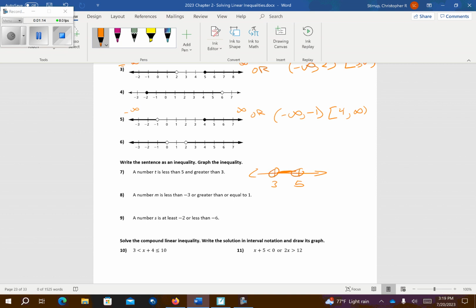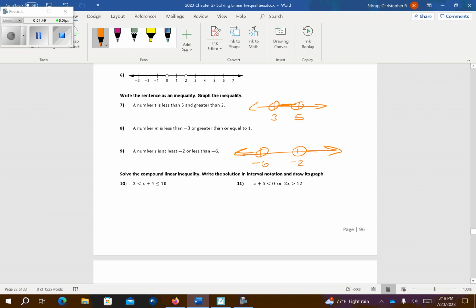Number 9, a number that is at least -2 or less than -6. So you have a number line, you have a -6 here, -2 here. So it's at least -2 or less than -6. A number S is at least -2 or less than -6. And -6 is here, so it looks like that. And you might want to double check with your teacher to make sure that one's okay.